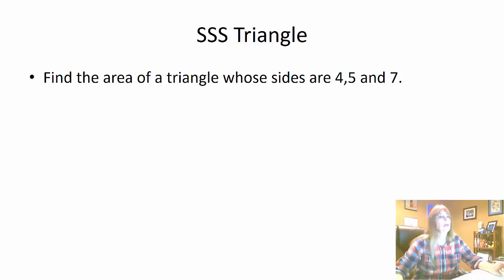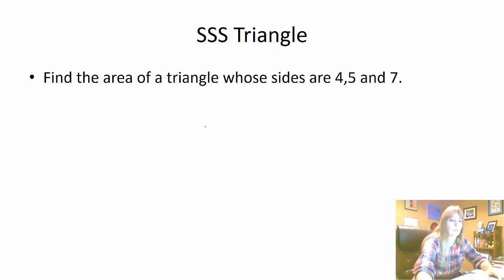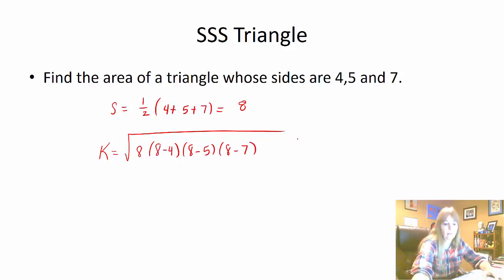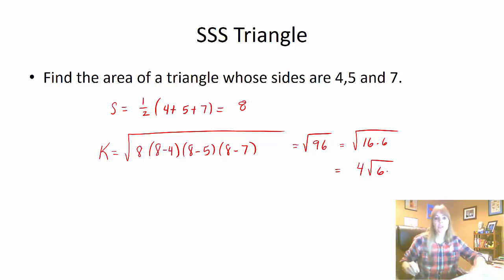Find the area of the triangle whose sides are 4, 5, 7. I simply find S first, which is 1/2 of 4 plus 5 plus 7, and you should get 8. Now using my formula, I do the square root of 8, and then 8 minus the first side, 8 minus the next side, and 8 minus the last side. You should get the square root of 96, which can be broken down into 16 times 6. The square root of 16 is 4, and then square root of 6, if you need an exact answer. As you can probably guess, these are pretty simple, just plugging in formulas.